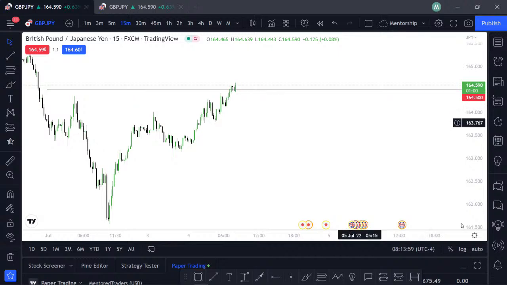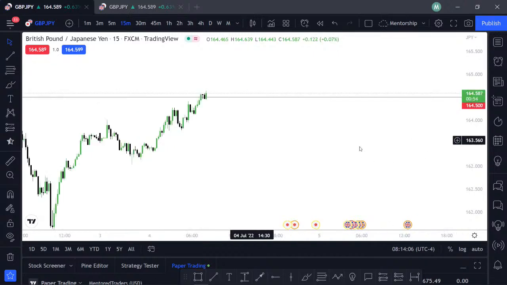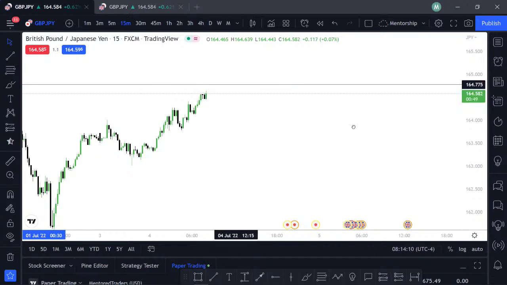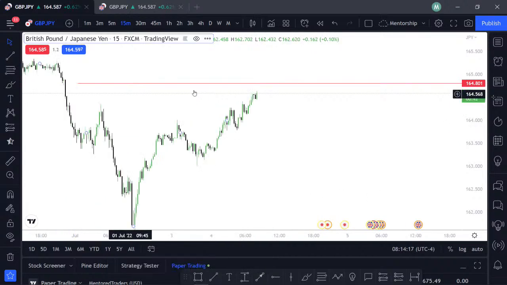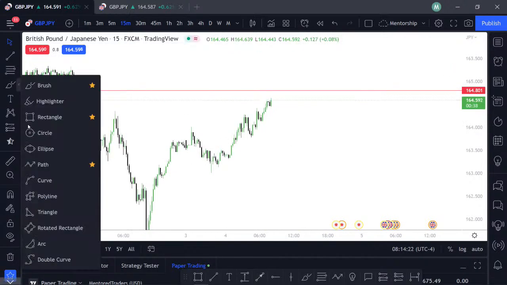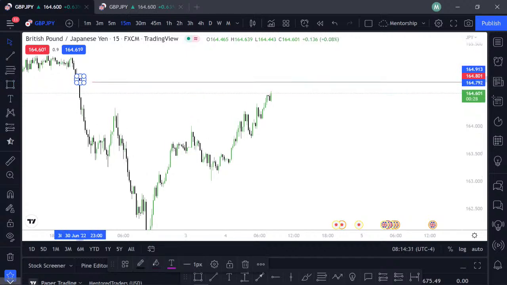We may be at the 50 level, but it doesn't mean you enter at the 50 level right here. So you have to wait. Let's look at the 80 level. Let's wait for price at the 80 level. On the 15 minutes time frame, we have this small candle right here that retailers call either a supply or demand. More concepts are with supply and demand.